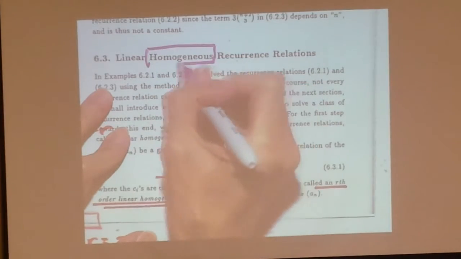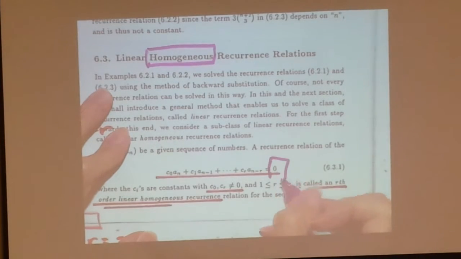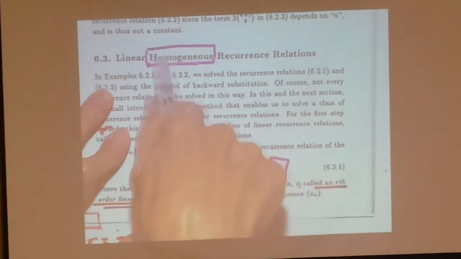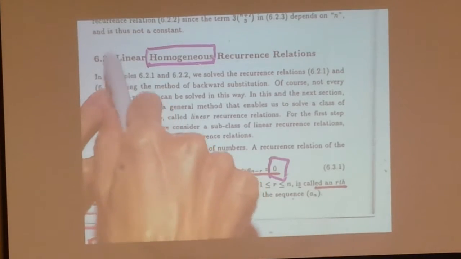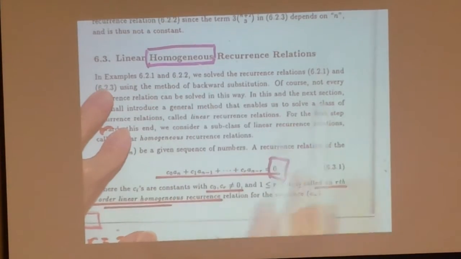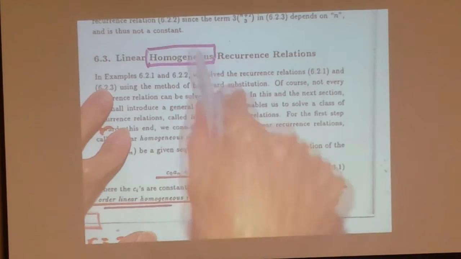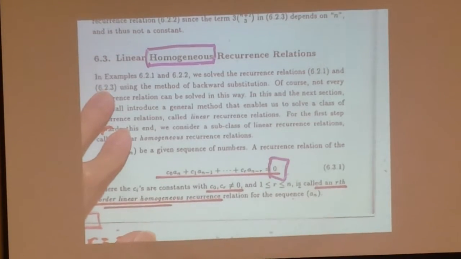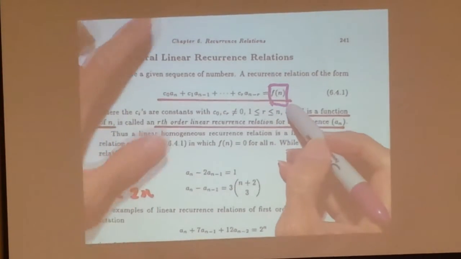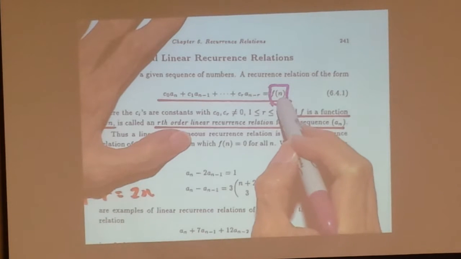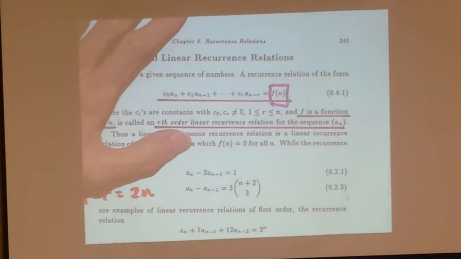The word homogeneous is the same as right hand side is 0. If you are given a linear homogeneous recurrence relation, then it's of this form and the right hand side is 0. And in 6.4, you will find that the right hand side need not be 0. The right hand side can be a function in n. So that's the difference between section 6.3 and 6.4.